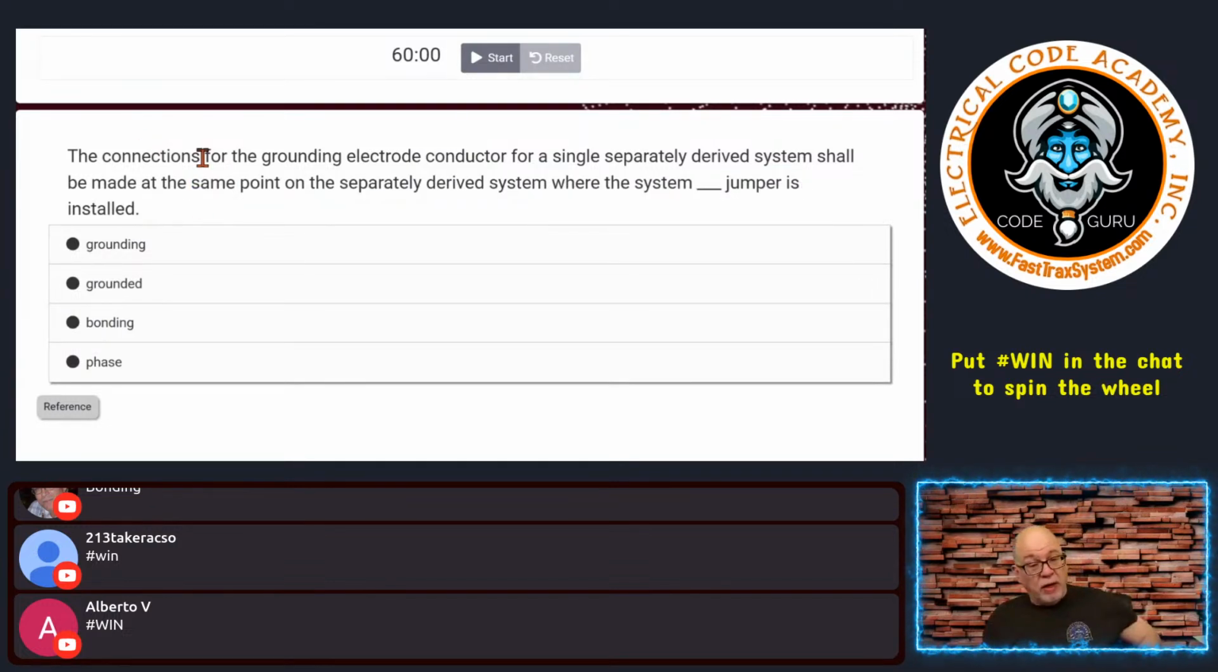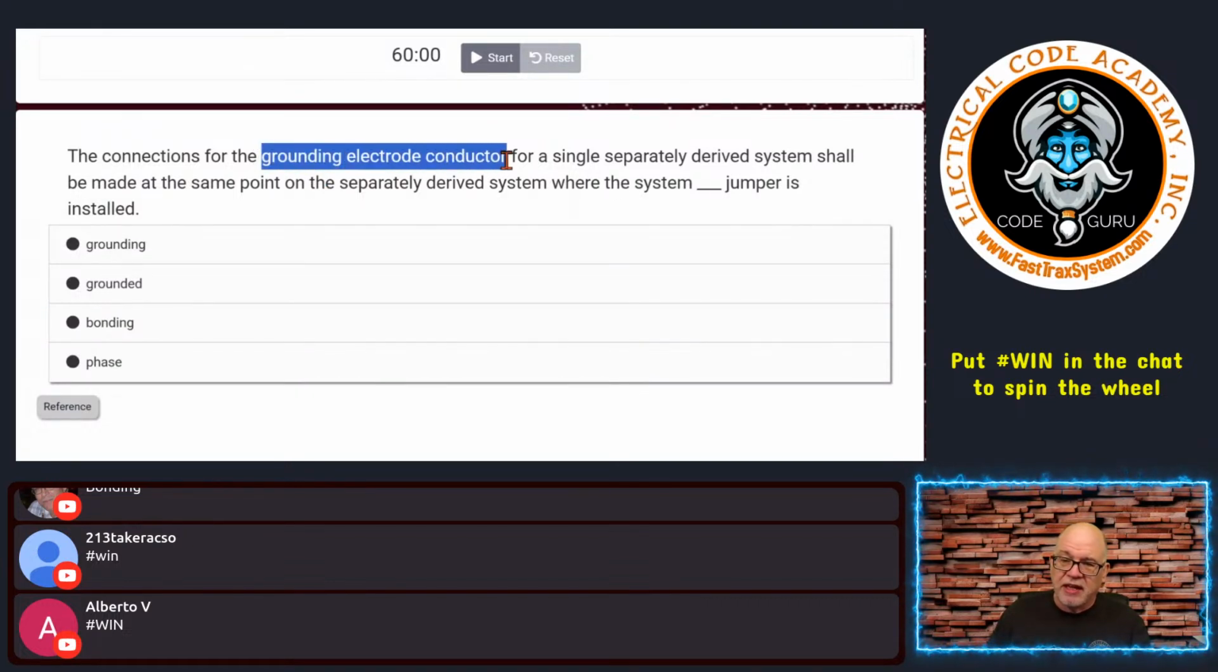But let's assume we did not, right? And we're trying to find out something about the GEC, where it's making connections. So I'm dissecting this question on a separately derived system. I need to know, where do I connect the GEC and what are the nuances, whether or not it's this jumper? Because it could be where? At the separately derived system, or it could be at the first disconnect, okay? Kind of a hint there where it could be at different locations, right?